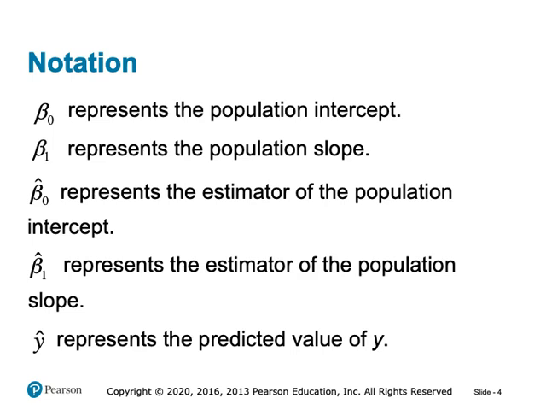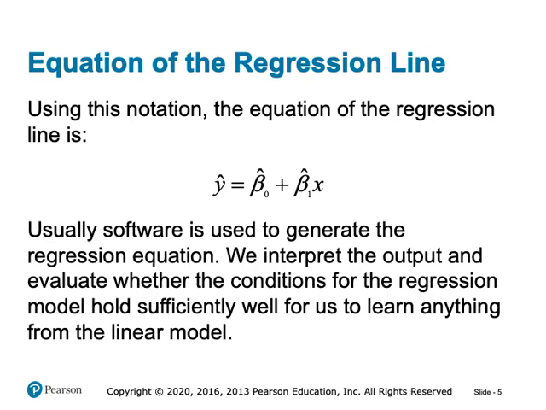Understanding this notation is essential for interpreting the results of regression analysis and for effectively communicating these results to others. As we proceed through this section, we'll use this notation frequently, so it's important to be familiar with these symbols and what they represent. Now that we've familiarized ourselves with the notation, let's move on to the equation of the regression line, which is the backbone of any linear regression analysis. Using the notation we just discussed, the equation of the regression line is written as hat y equals hat beta 0 plus hat beta 1 x. Let's break this down.